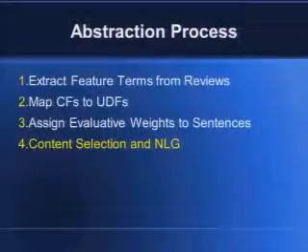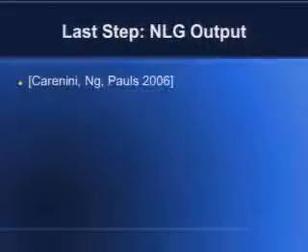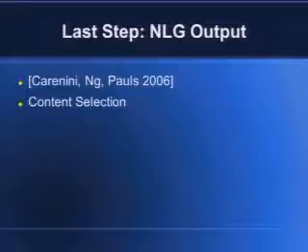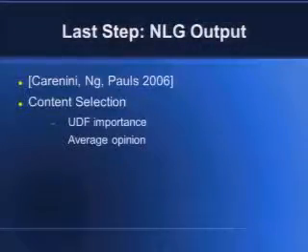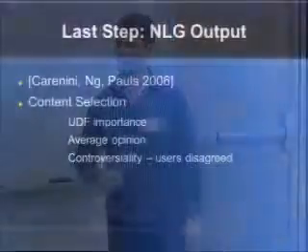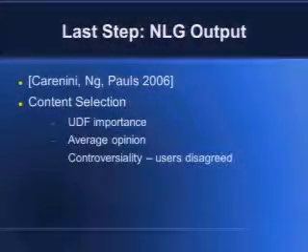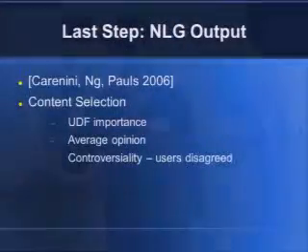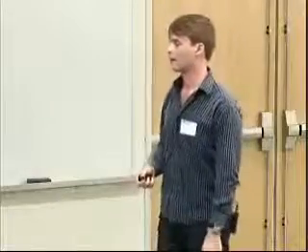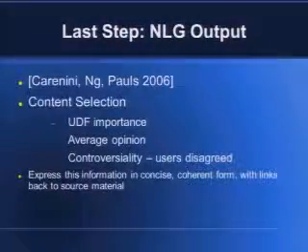Finally is the natural language generation step, and this was previous work in our lab. So content selection is based on the importance of a user-defined feature, which is determined by how many reviews are talking about that given feature. And then we compute the average opinion and a measure of controversiality, the degree to which users agreed on that given score. And then this is expressed in a concise, coherent form with links back to the source material.